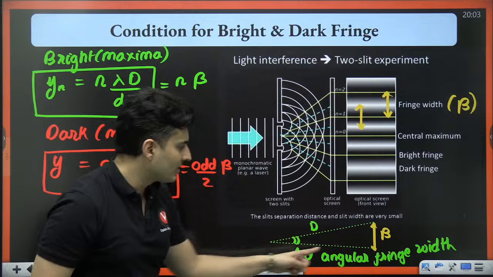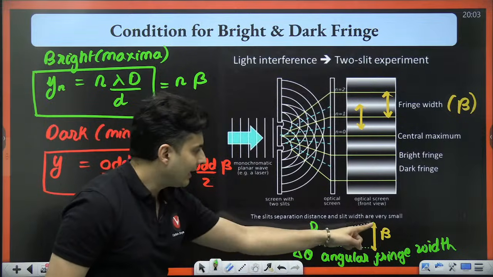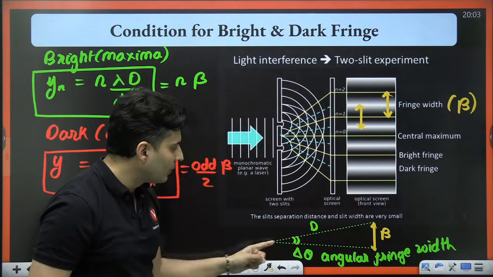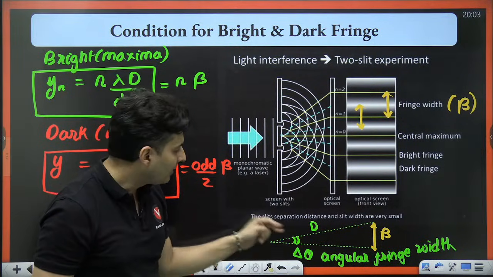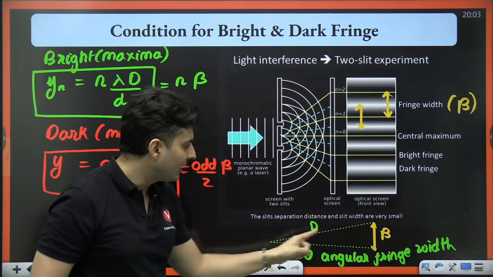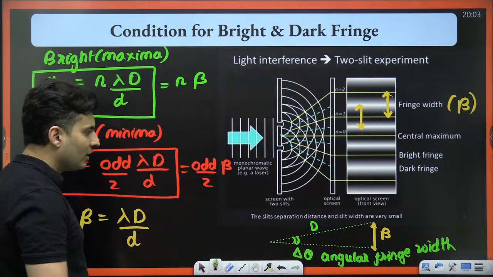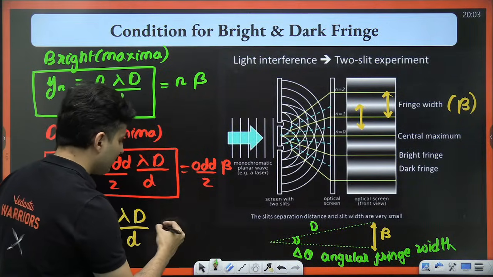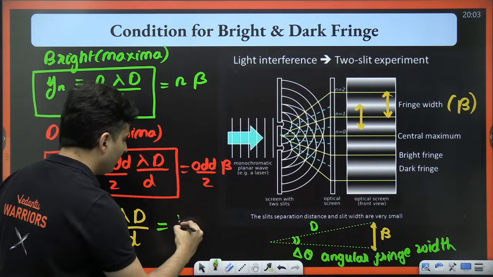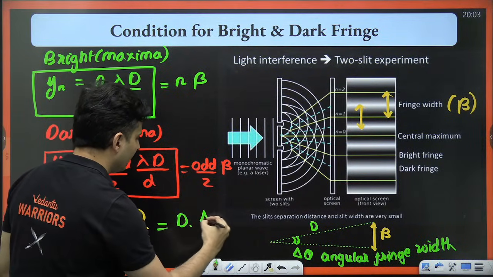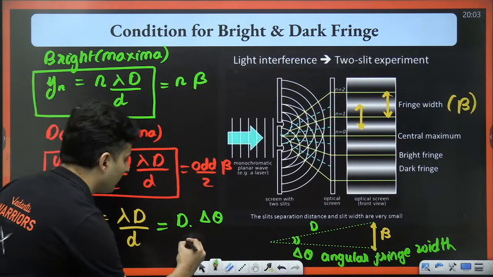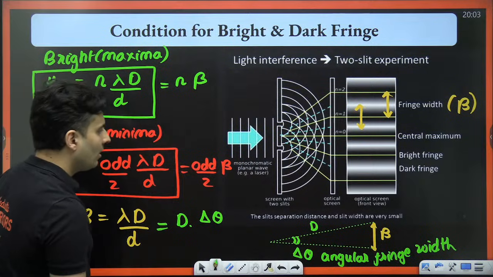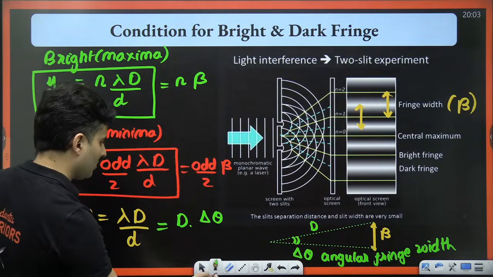And this looks to me like an arc. This d looks to me like a radius, and this is like the arc angle. So length of the arc is r into theta. If I use that, length of the arc is r into theta. This will be nothing but d into delta theta. d cancels.